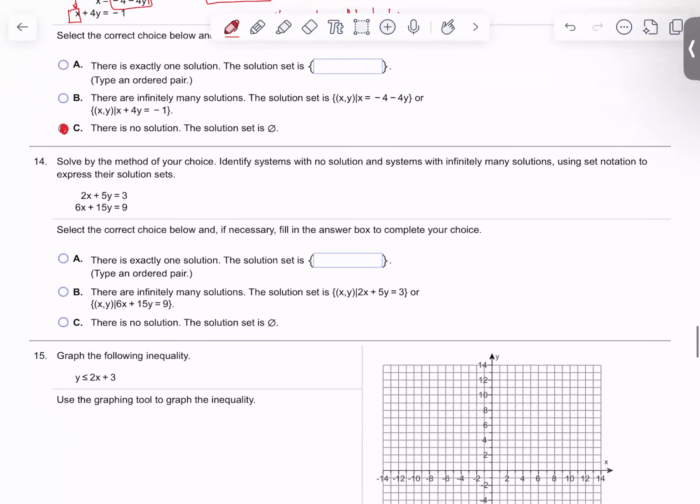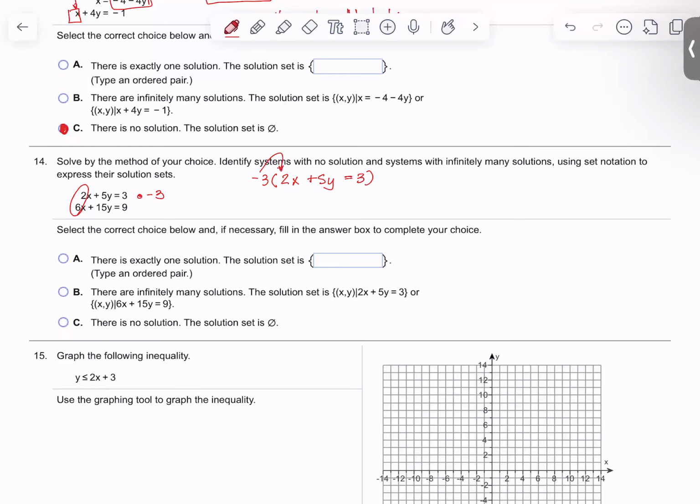All right, so the next one, solve by the method of my choice. So I'm going to use addition because that's the method that I prefer. And I look at the coefficients on the x's. If I just multiplied that top equation by -3 and added it to the second one, I would eliminate the x's. So I'm going to multiply this top equation by -3. So let's go over here and do that. So I have -3 times 2x plus 5y equals 3.